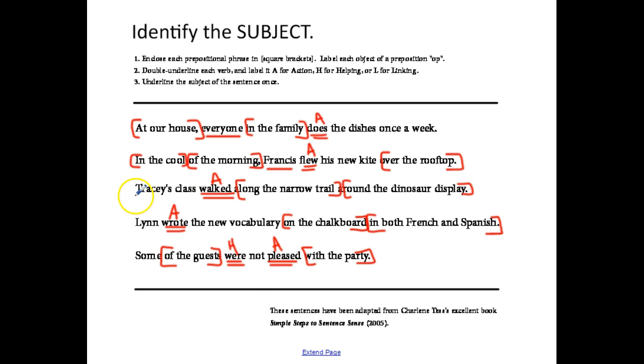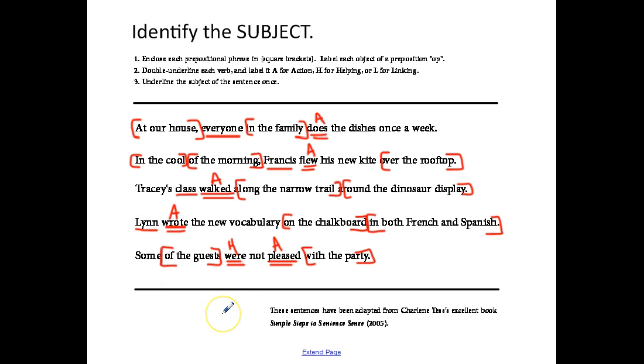This third one is tricky as well. You might have misidentified the subject as Tracy, as though it was just Tracy walking along the narrow trail. That's incorrect. The subject is class. Who or what walked? The class walked. Again, you could underline Tracy's class, complete subject, or just class as the simple subject, but you have to have class underlined. The fourth one is easy. Who or what wrote? Lynn wrote.